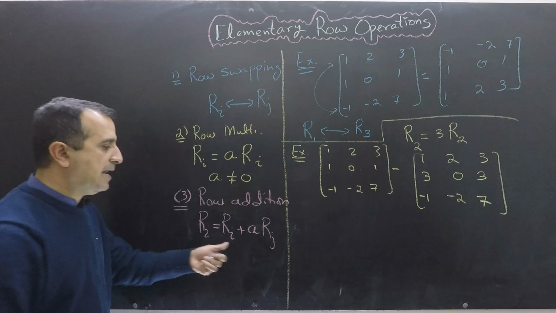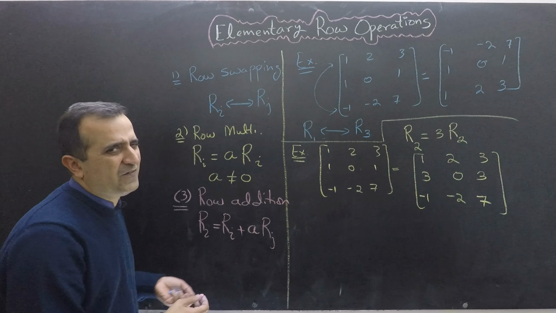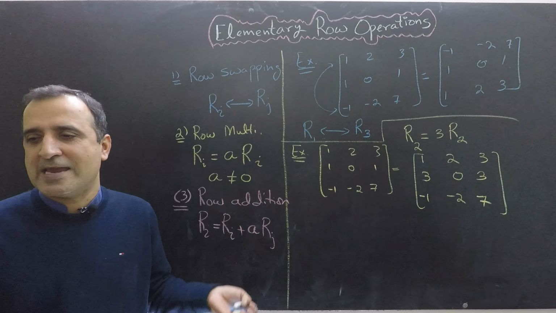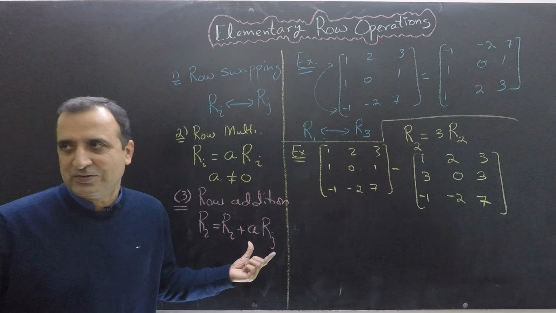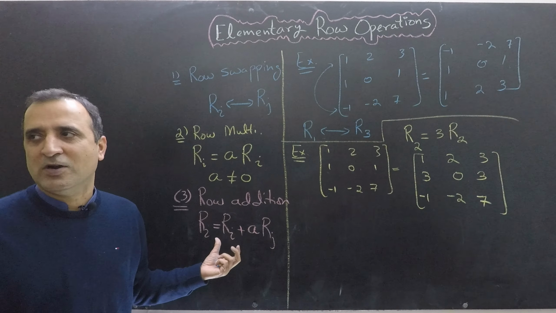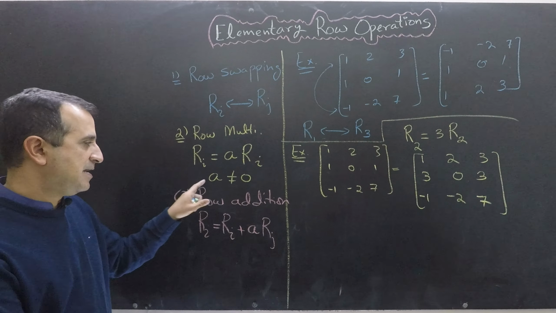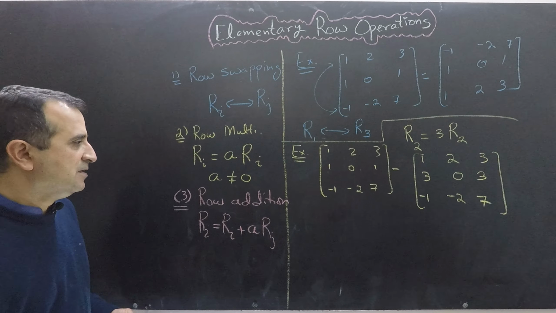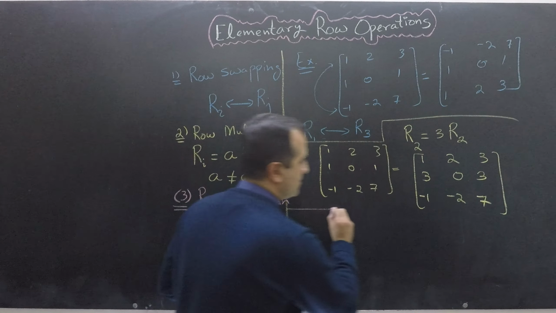Once again, here A cannot be equal to 0, right? Or if A is equal to 0 it is fine, because then you are doing nothing. You're not doing any addition because it will become 0. So A can be 0, but then this operation is meaningless. You're not doing row addition. So here A cannot be 0; A can be 0, but it will make no sense. So now let's do an example.